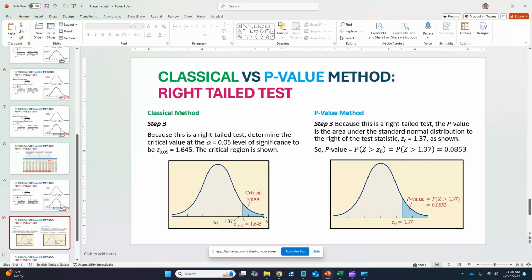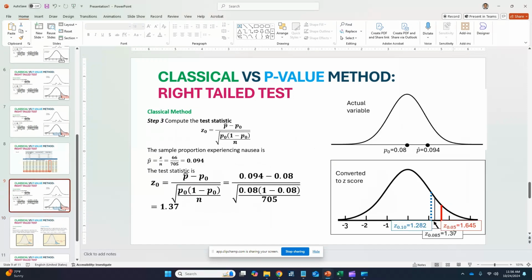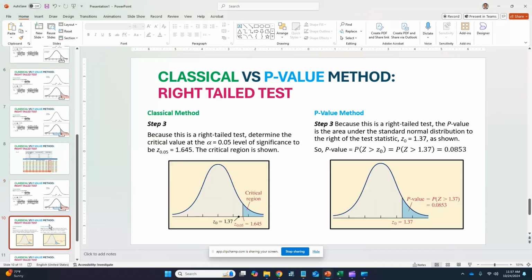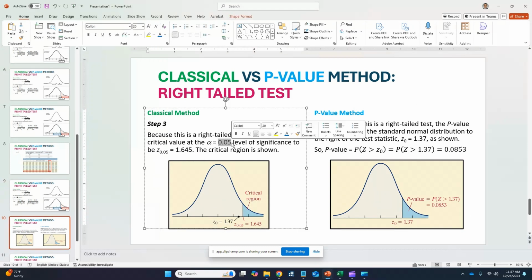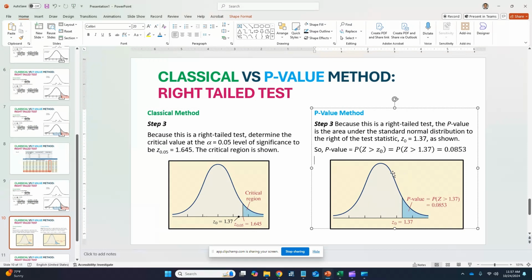But here we cannot get rid of subjectivity, because in our case, alpha equals 0.1 made us reject the null, and alpha equals 0.05 made us fail to reject the null. So it's subjective which alpha you choose, 0.05 or 0.1. But here we can directly report the p-value, which is less subjective. We say that this is the lowest level of significance where the null hypothesis can be rejected. So that's how these two methods, the classical method and the p-value method, are different.